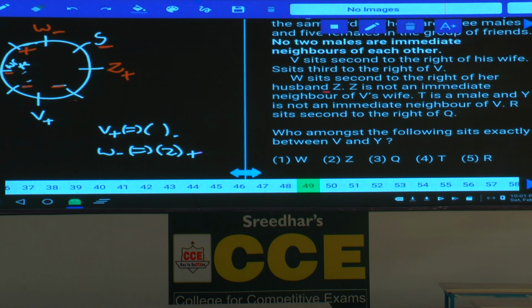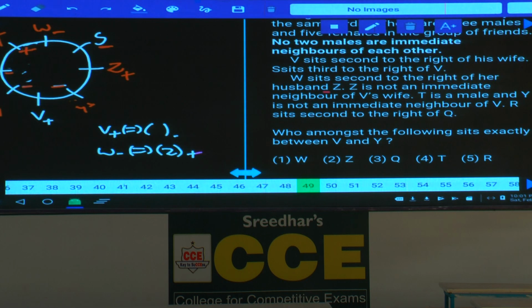T is a male. As T is a male, tell me where should this T be? T must be here only, because that is the only possibility left for this male. And T is a male, and Y is not an immediate neighbor of V. Hence Y cannot be in these two places. As Y cannot be in these two places, tell me where should this Y be? Y must be to the immediate right hand side of T. That is, who is this Y? Y is V's wife. Are you following this one or not?